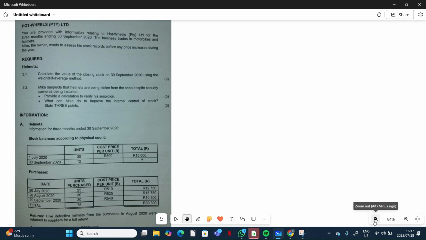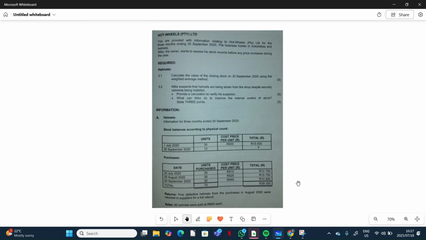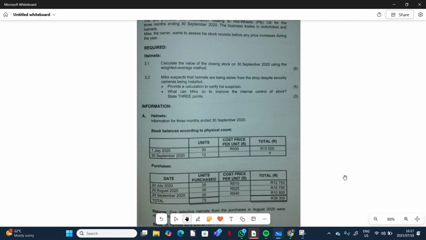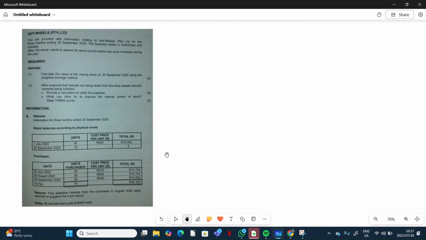Now, for those that want to take a screenshot, there it is right there. You can quickly take a screenshot. I think that's where it ends up. So yeah, take a screenshot. Basically, see what you can do.